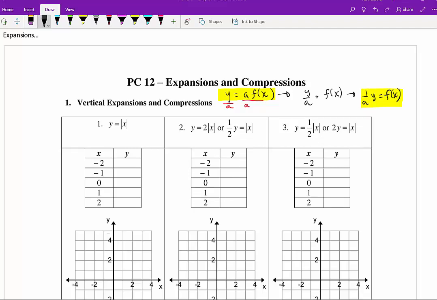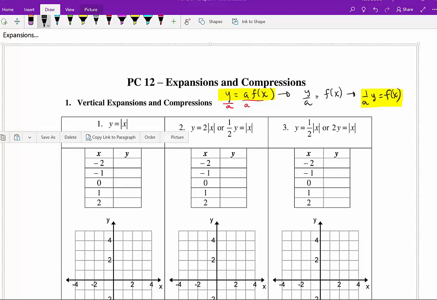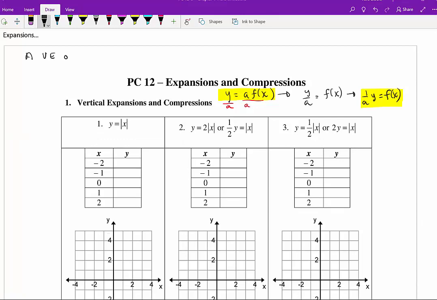When we have a vertical change on a function, it means that the y value will change and the x value will stay the same. So if we have a vertical expansion or a vertical compression, it will result in a change in y, and so x will remain the same.